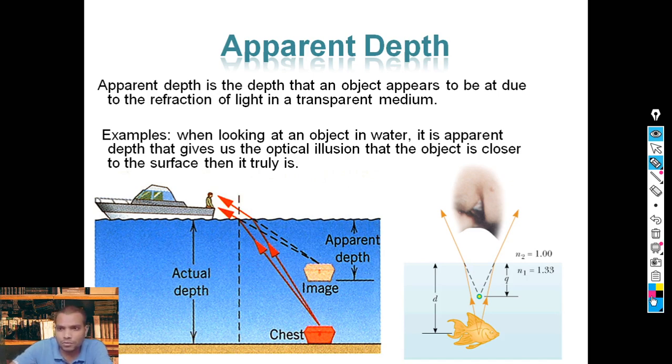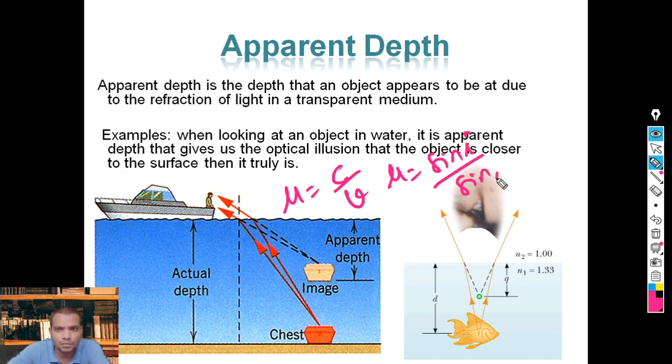Here I want to give one more formula. We calculate refractive index in many cases. Refractive index mu equals c upon v. Refractive index mu equals sin i upon sin r. Now for this special case, we have a refractive index formula: refractive index mu equals real depth upon apparent depth.